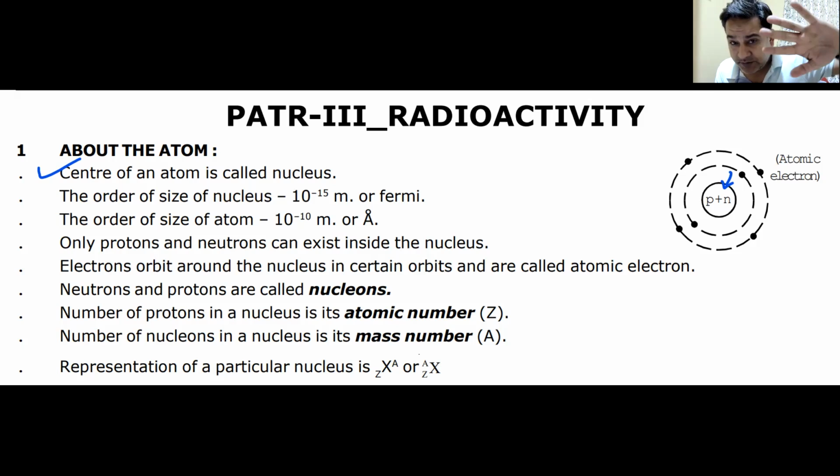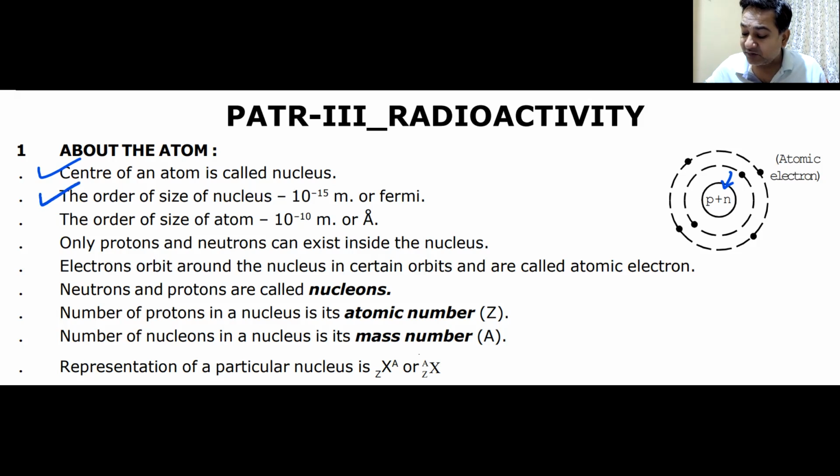Remember, the entire mass of the atom is supposed to be inside the nucleus, because the masses of the proton and neutron, which are approximately the same, are very high compared to the mass of the electrons. Do we know this? Yes, sir. So we say that the entire mass of the atom is inside the nucleus. Inside the nucleus, we have protons and neutrons. Protons are positively charged, neutrons have no charge. Protons and neutrons together are known as nucleons, because they are inside the nucleus.